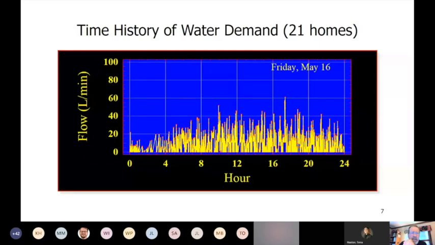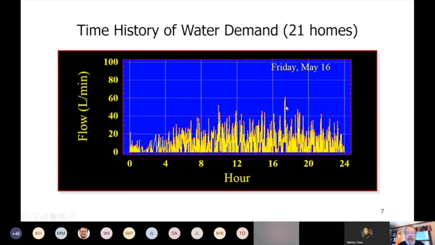And if we're interested in the peak demand, we might notice that sometime around the supper time hour, we hit a peak of about 60 liters per minute. So maybe we're talking 15 GPM for here. And the question might come up, well, is that a representative value for the peak demand?